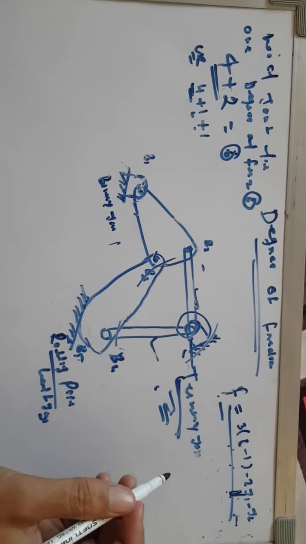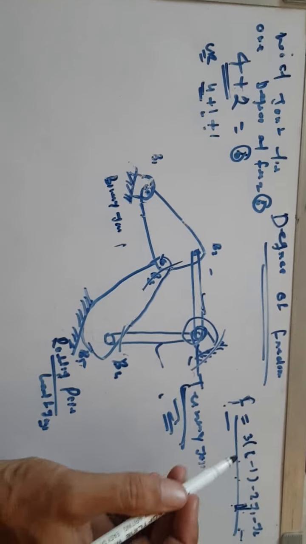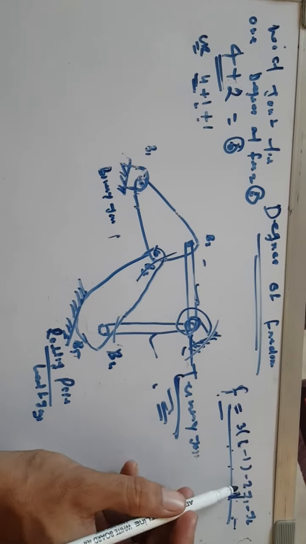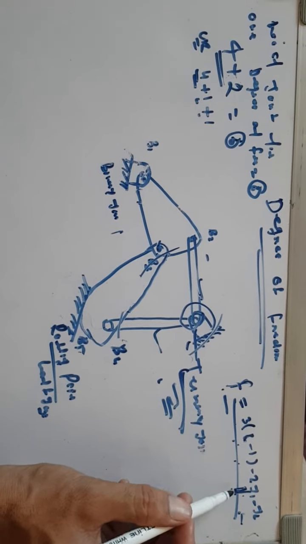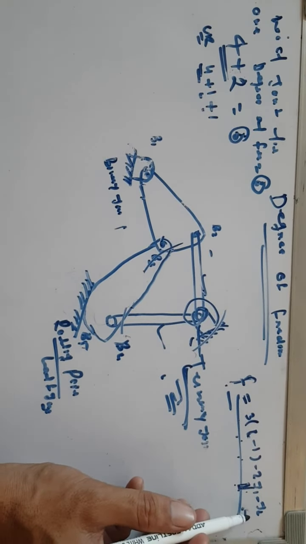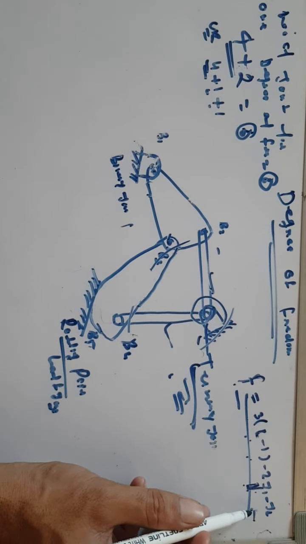Now we are moving on to the example to calculate the degree of freedom. So how can we calculate the degree of freedom? This is F = 3(L - 1) - 2J1 - J2. J1 is the number of joints with 1 degree of freedom, and J2 is the number of joints with 2 degrees of freedom.